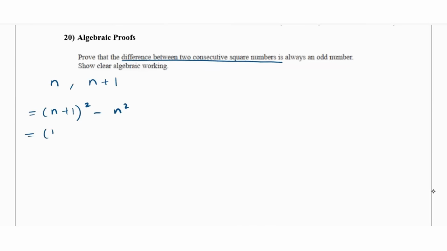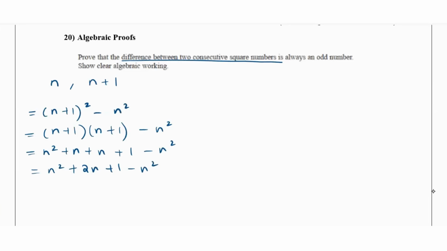So if we expand the bracket, it's n plus 1 times n plus 1 minus n squared, which is n squared plus n plus n plus 1 minus n squared. That's n squared plus 2n plus 1 minus n squared. n squared minus n squared is 0. 2n plus 1. As we know, anything multiplied by 2 is going to be even. So if we add 1 to even, it's going to be odd. So that's how we show that this is going to be an odd number.